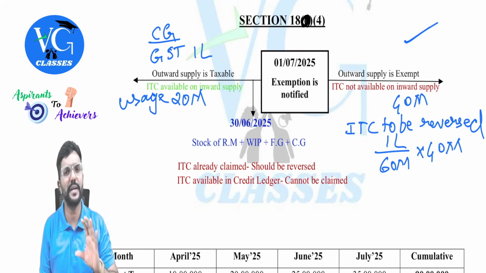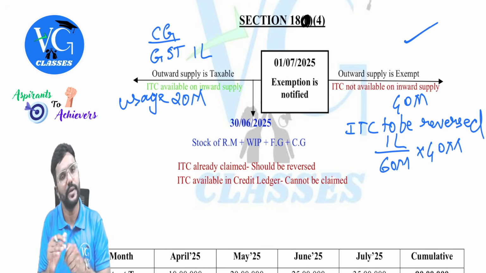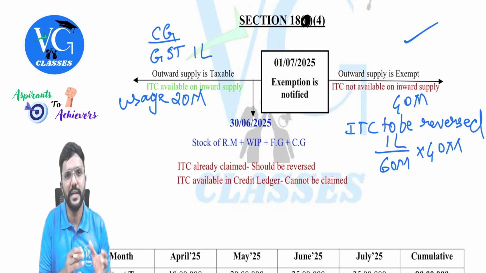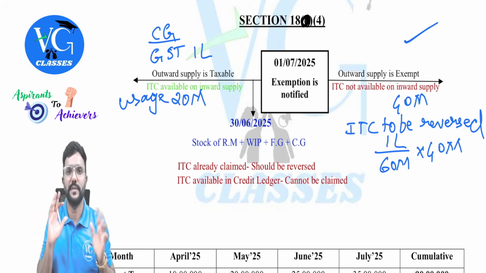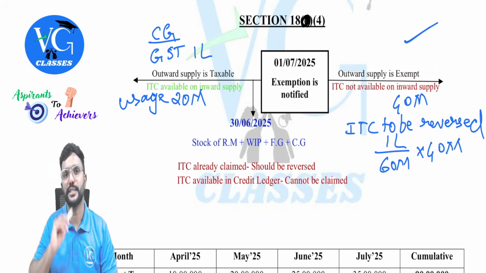20 months. Even part of the month, you need to round it off. For example, assume it is 19 months, 20 days. Round it off to 20 months. Sir, 19 months, 1 day. Round it off to 20 months. Oh. So what is the remaining useful life? 40 months. Only to this extent, credit has to be reversed.